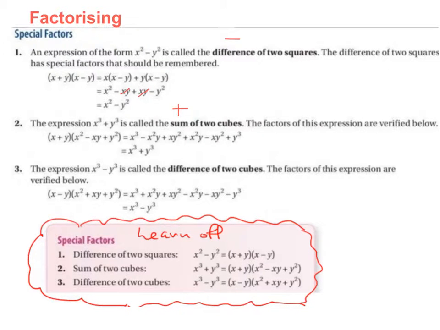So if we start off with x cubed plus y cubed, what we do is we get the cube root of the first term, and that goes in the front of the first bracket, and we get the cube root of the second term, and that goes in the back of the first bracket with an add in between. And then in our second bracket we can get the cube root of our first term and then square it, and that goes in the front of our second bracket.